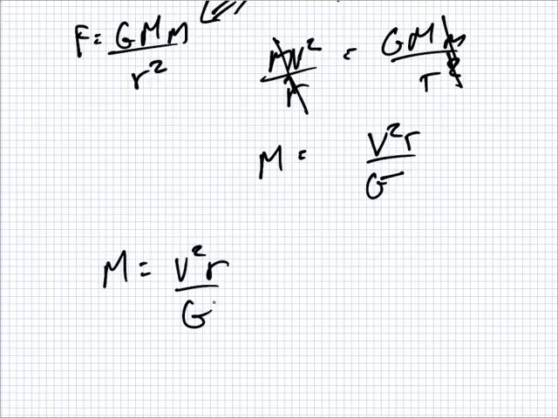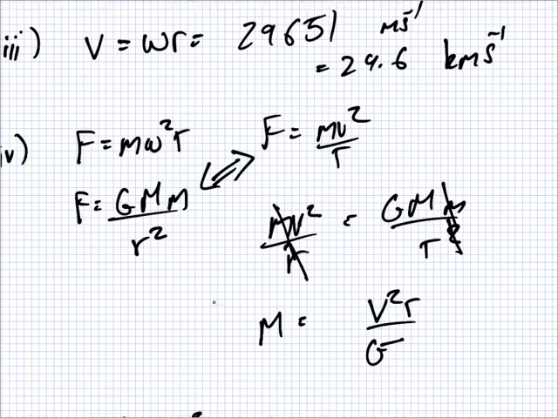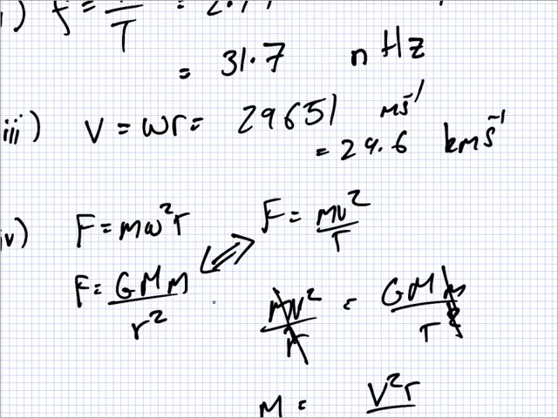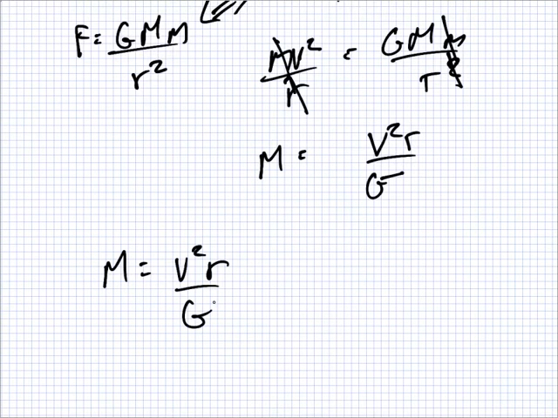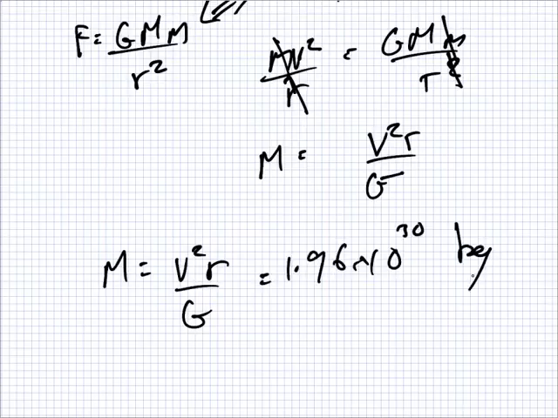What was the V? Just give me my V. 29.6 kilometers per second, squared. What's the radius? 1.49 times 10 to the 11 meters. And the G I know. So I got a big mass, 1.96 times 10 to the 30 kilograms. That's right?